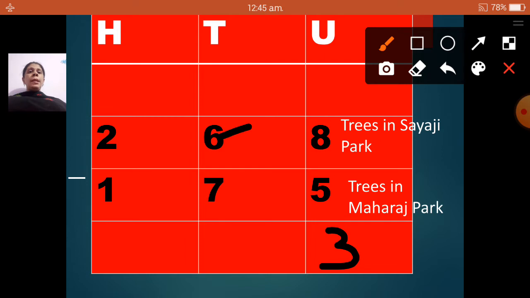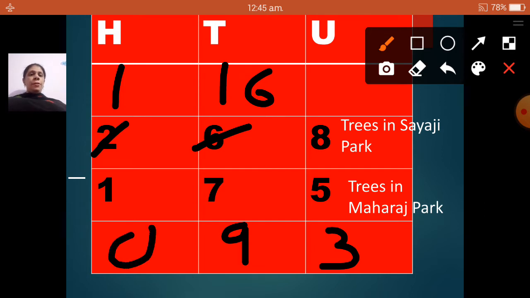So what we will do is, we will cut this 6 and make it 16. And from where did I borrow this one? I borrowed 1 from 2. So if I borrow 1 from 2, 2 will become 1. Okay, so 16 minus 7: 8, 9, 10, 11, 12, 13, 14, 15, 16. That is, 16 minus 7 is 9. And 1 minus 1 is 0. So what is your answer? 93. What answer did you get, children? 93.